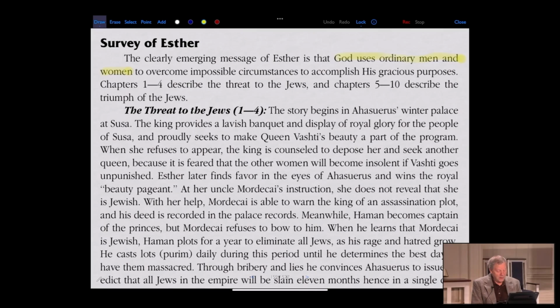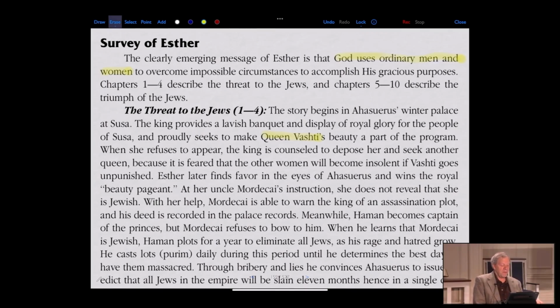So I continue to go back to my story here. And going back to it then, it was in his winter palace in Susa. Lavish banquet, display of royal glory for the people of Susa. And he proudly seeks to make Queen Vashti's beauty a part of the program. This was not on her plan. It was not on her agenda. She didn't want to be thrown around or shown as a showpiece. And so she felt that being the queen, I don't need to be summoned in this way. This led to a bit of a problem here in the end. It didn't turn out in her best interest.